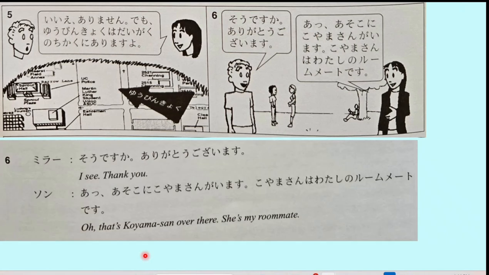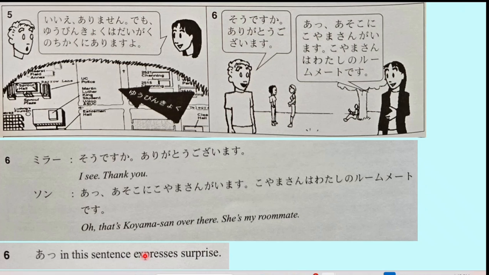And Miller-san says, so desu ka? I see. Arigato gozaimasu. Thank you. And Son-san says, asoko ni Koyama-san ga imasu. Koyama-san wa watashi no roommate desu. Oh, that's Koyama-san over there. She is my roommate. "Ah" in this sentence expresses surprise.